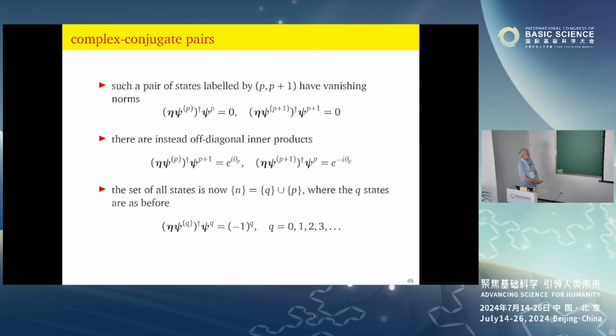So way back I said that these energies can be complex only when the norms vanish. So let's label a pair of these states by p and p plus 1, so the norms vanish. But these off-diagonal norms do not vanish, or off-diagonal inner products. Okay, so we now have two kinds of states, these new p states and the original q states. These original q states still have alternating sign norms as before.